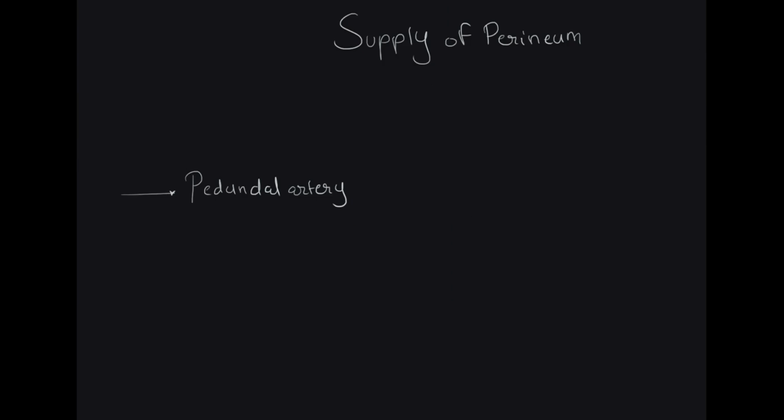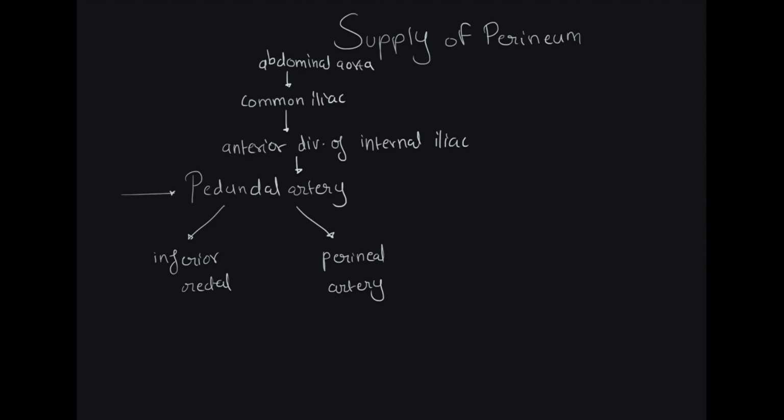The blood supply of the perineum is mostly done by the branches of the pudendal artery. The branches of the pudendal artery include the inferior rectal artery and the perineal artery. And the pudendal artery arises from the anterior division of the internal iliac, which is from the common iliac, which eventually is from the abdominal aorta.